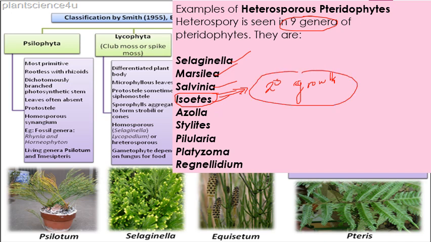So this is the only genus in case of pteridophytes where secondary growth occurs. Then Azolla, which is water fern, it is the smallest pteridophyte, and Stylites. Then Pilularia, Platyzoma, and Regnellidium. So these are the genera.